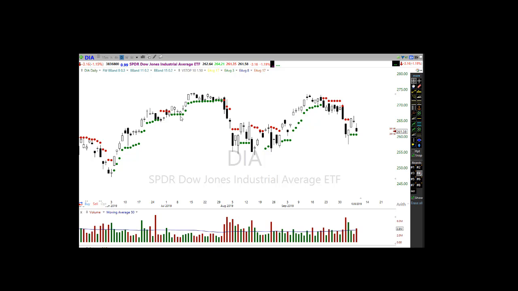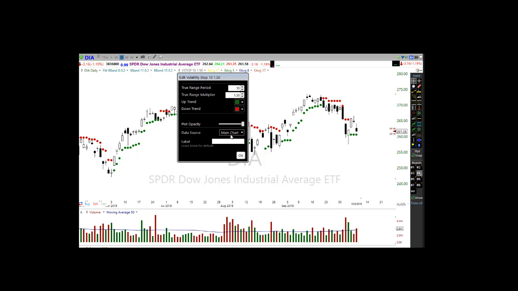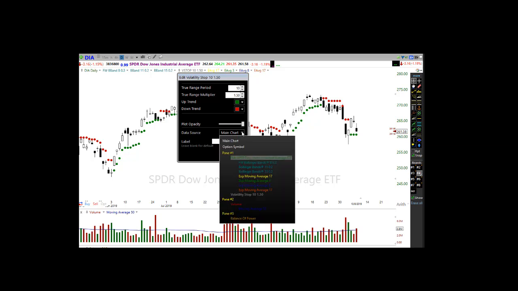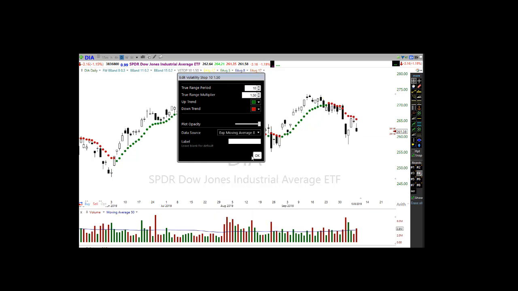Now I'm going to show you just one other configuration of the volatility stop. And honestly, this is really kind of cheating in a way. We call it the Trendenator. The Trendenator is really just the volatility stop, but you can see my volatility stop right here is based upon the price of the main chart. But what if I switch that over and have the volatility stop wrap around a moving average? What if I have it wrap around the 8 exponential moving average?